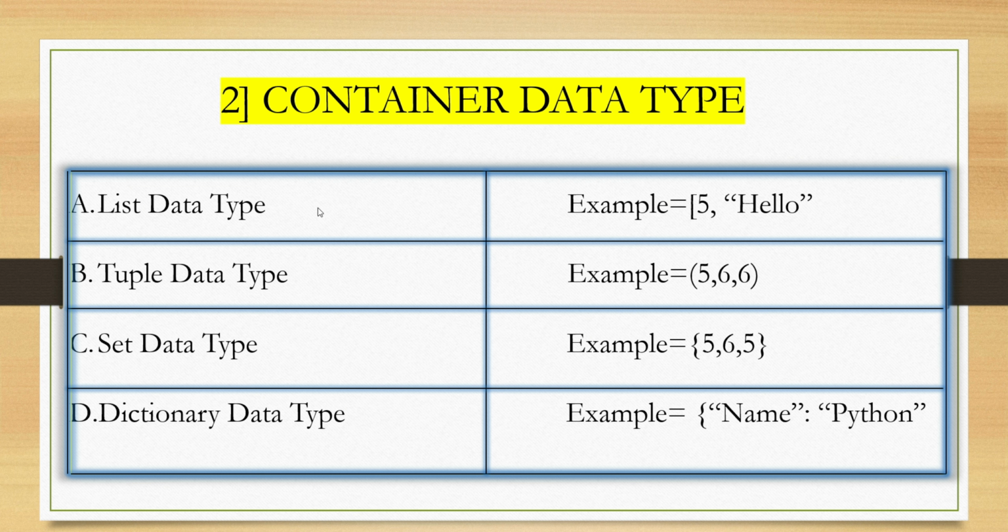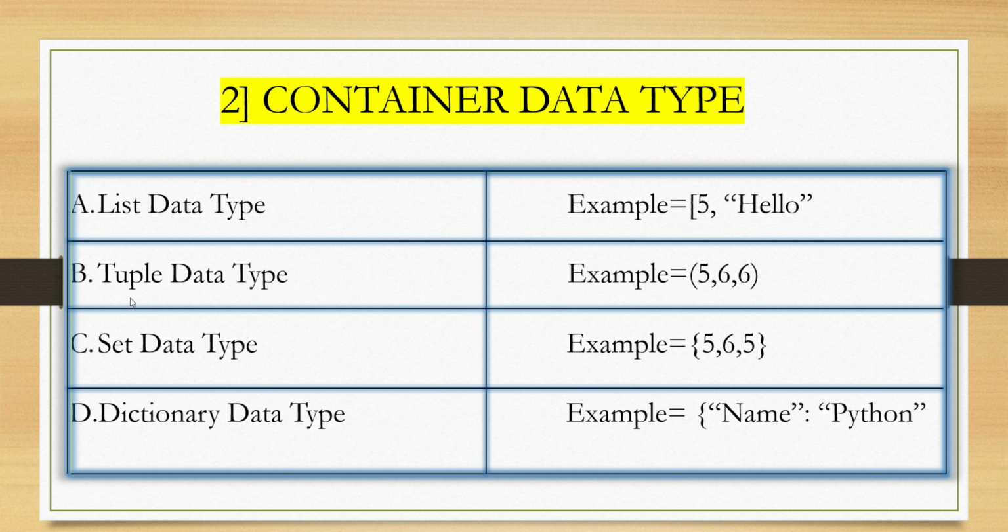In container type data, the first one is the list type of data. List data contains, okay, here's something missing. The square bracket should come. I missed it. Here it is not complete. So in a list data type, the data is contained in a square bracket. Whichever data is contained in square brackets is called a list data type.